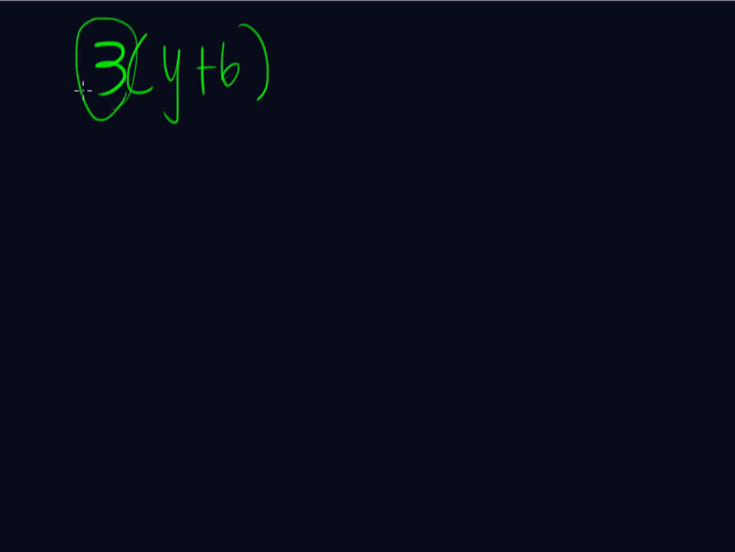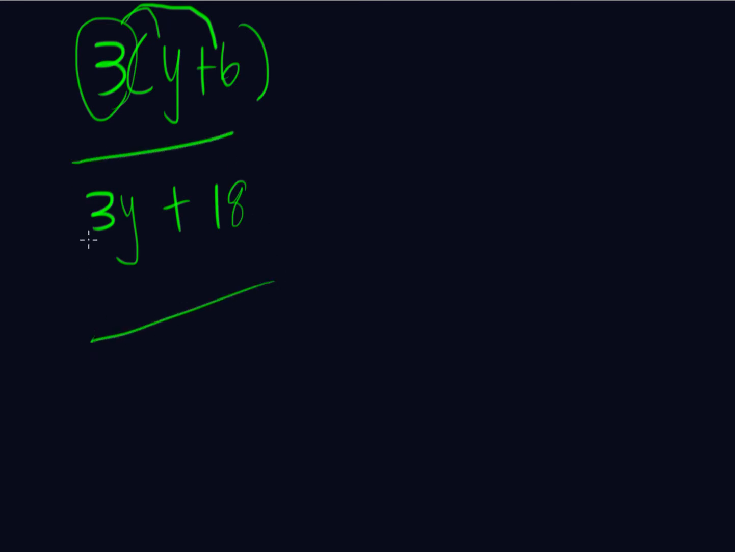So we look at that number or sign that's in front of the parentheses, and we always distribute it to what is behind or inside the parentheses. So I say 3 times y is 3y, and then I say 3 times 6 is 18. And there are no like terms here, so 3y plus 18 is the final answer.